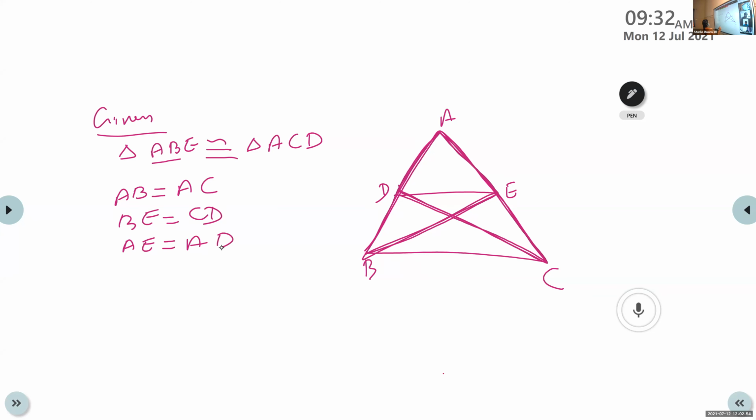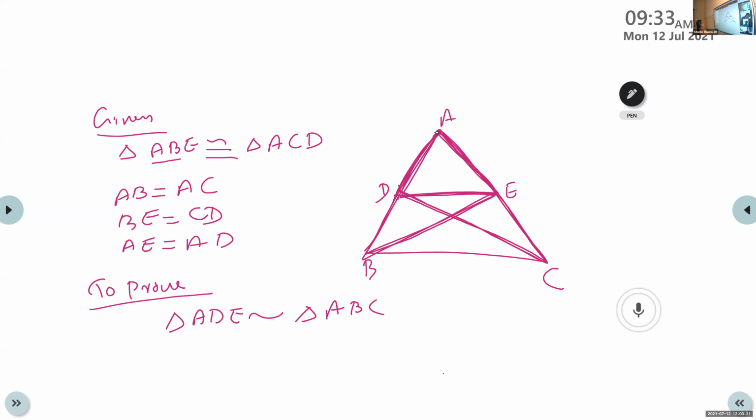Now what do we have to prove? To prove triangle ADE similar to triangle ABC. Which one is the ADE? ADE, the small triangle, similar to the whole triangle ABC. That was the question: ADE similar to triangle ABC.